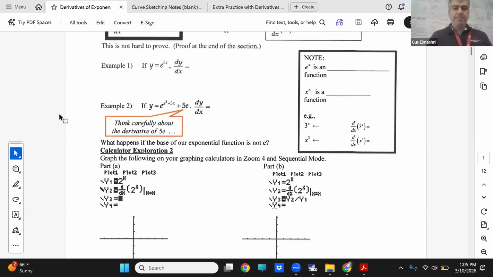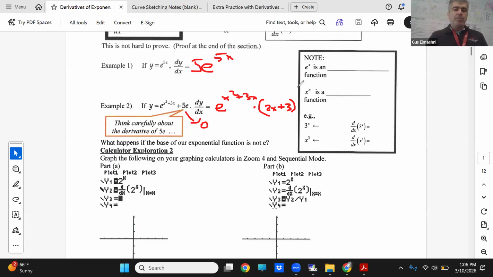So what do you get for 1? Yeah, just 5e raised to 5x. How about the next one? e to the x squared plus 3x times what? Yeah, times 2x plus 3. Yeah, you got it. What? 5e. What was that? Exactly. So it's 0, right? You don't worry about it.